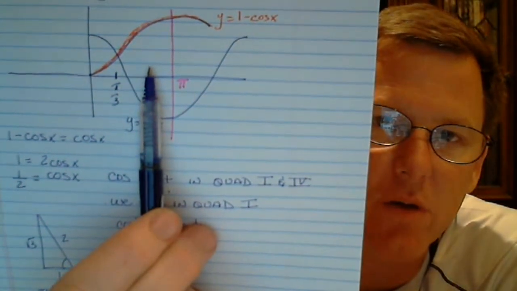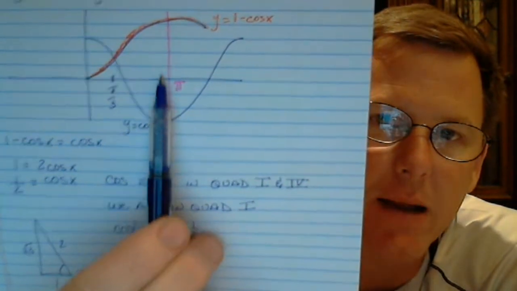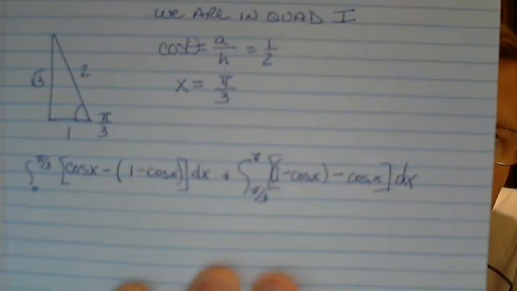plus, for the bigger area, we're going to have to flip. The 1 minus cosine is on top, so we're going to have 1 minus cosine x minus the bottom graph, cosine x. So that integral is going to be between pi over 3 and pi, and there we're going to have 1 minus cosine x minus cosine x dx. So this is what your area should look like.